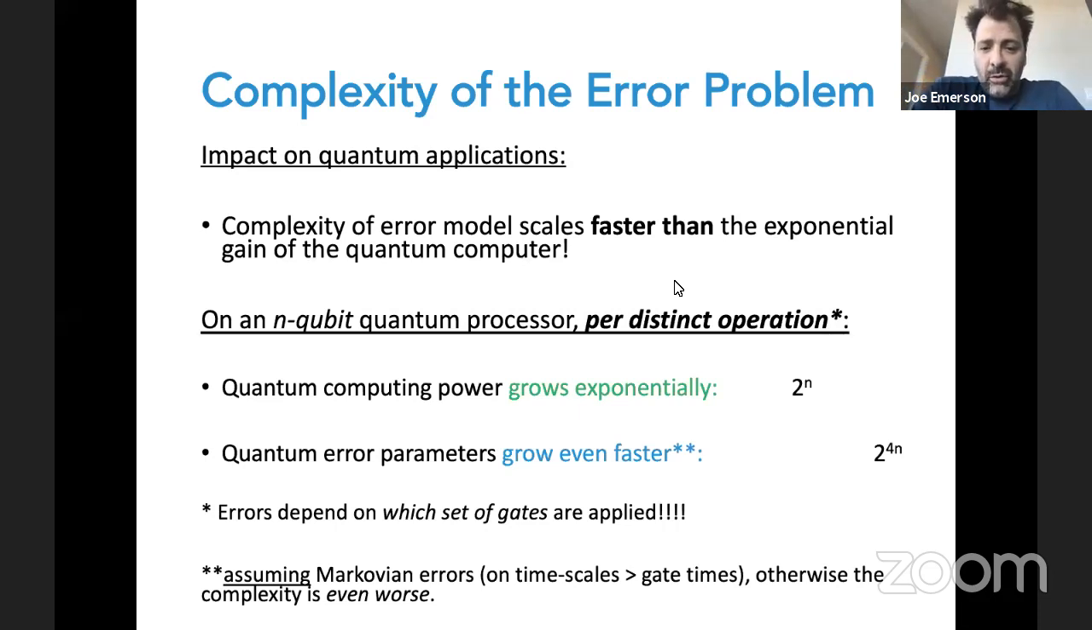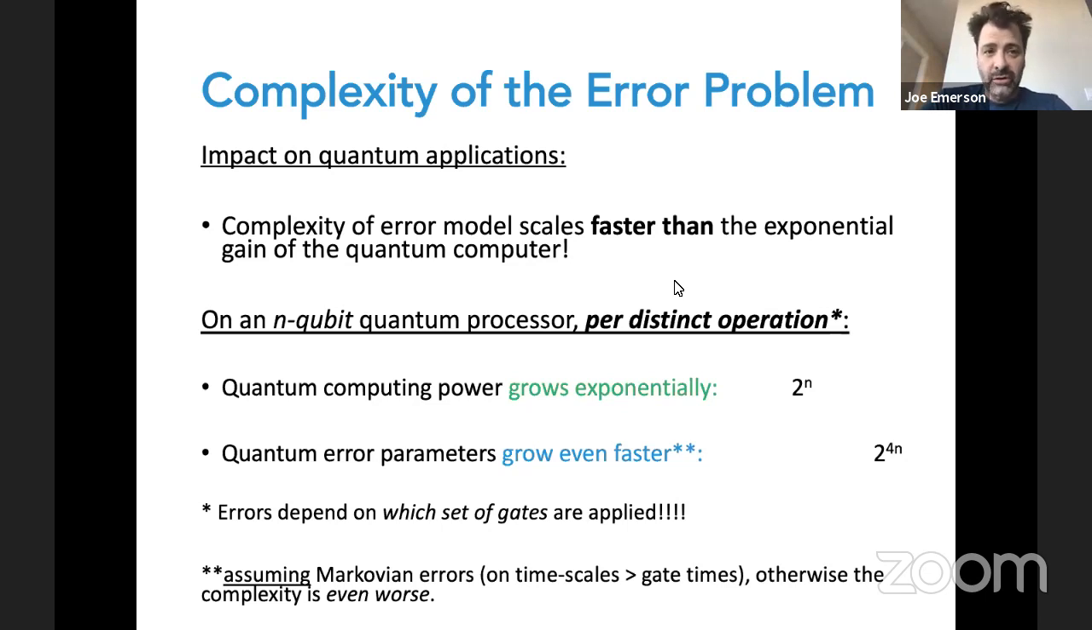We've kind of comforted ourselves with this idea that we can talk about single numbers to characterize a threshold or error rates. I think that got us so far, but we really have to stop assuming that that's a reasonable thing to do anymore. We have the exponential power of quantum computing, but the error parameters in a quantum processor grow even faster than exponential. It's 2 to the 4n is what I mean, rather than 2 to the n. I'll explain in more detail where that 2 to the 4n comes from.